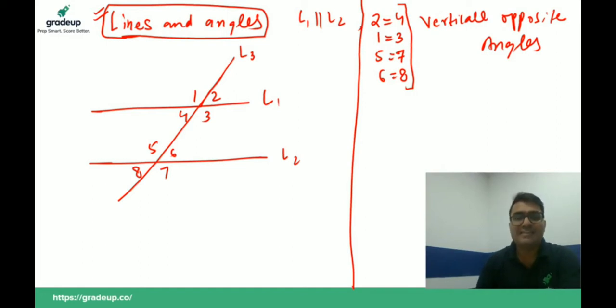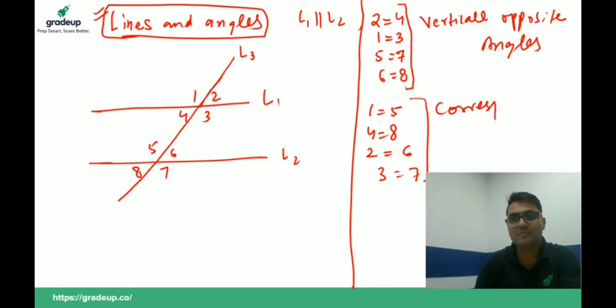Now listen carefully. 1 is equal to 5, 4 is equal to 8, 2 is equal to 6, and 3 is equal to 7. These are the corresponding angles.